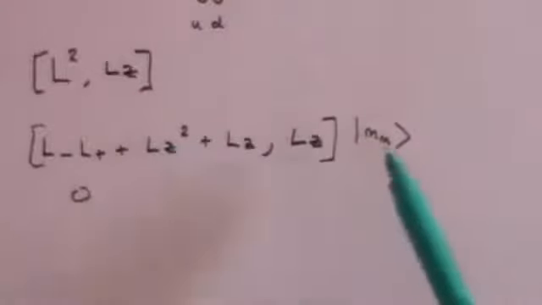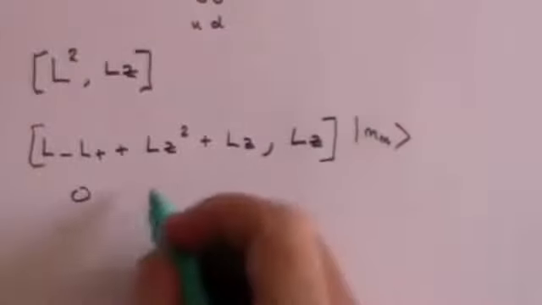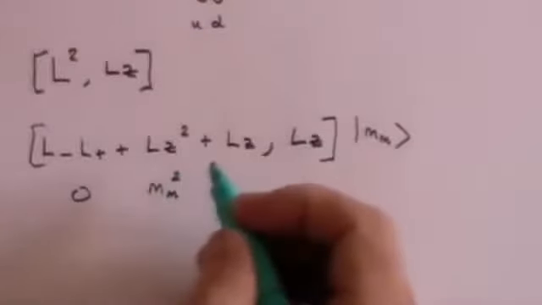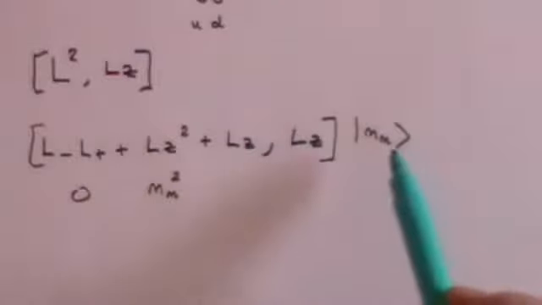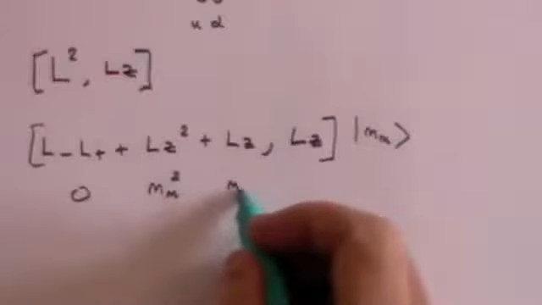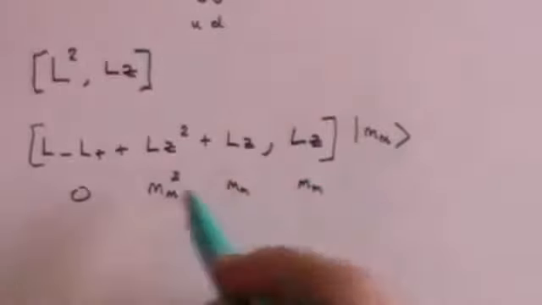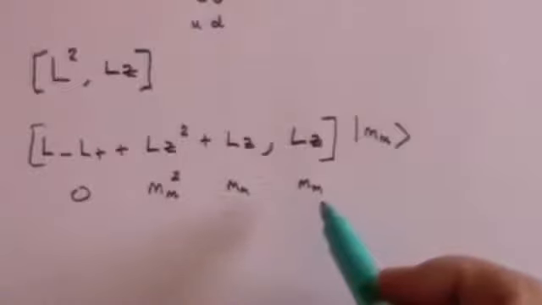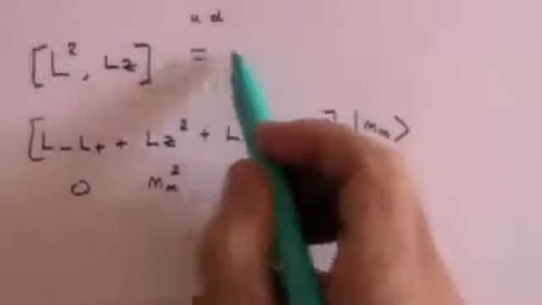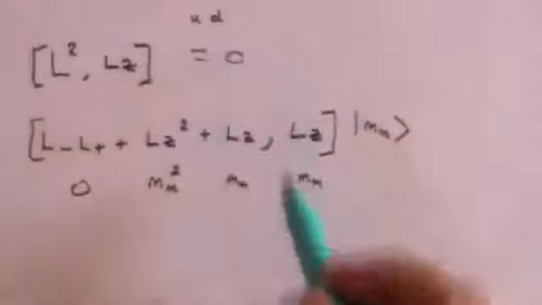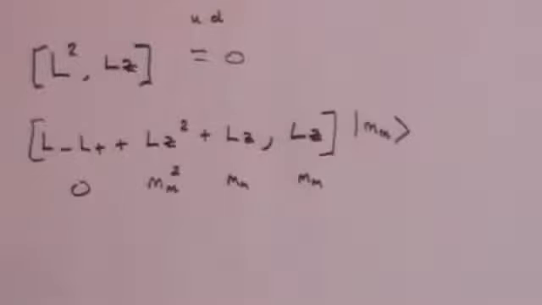What happens when L_z squared acts on the maximum value of m? It returns the eigenvalue of m max squared. What happens when L_z acts on the maximum value of m? You just get m max. And similarly here. These are all numbers. These are eigenvalues, real numbers. All real numbers commute. Consequently, this commutator equals 0. And that means there's absolutely no problem about measuring the total angular momentum squared and the angular momentum along the z-axis at the same time.